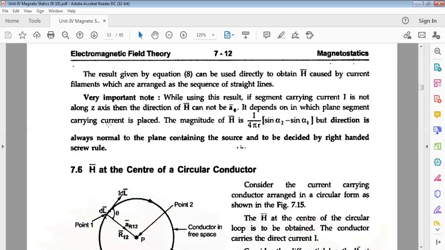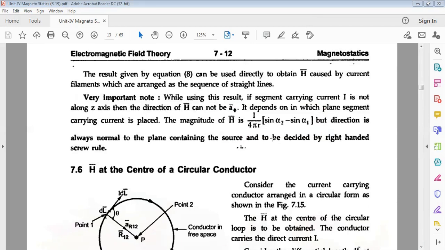It depends on which plane the segment carrying the current is placed. Here it is a phi bar only. You can put that it is a phi bar or a n bar. Without confusion, we take it as a phi bar. Got it, got it.